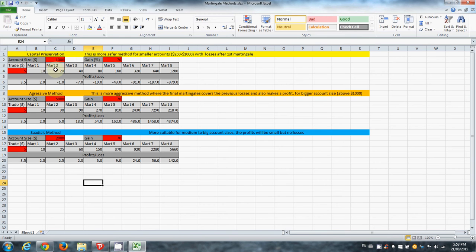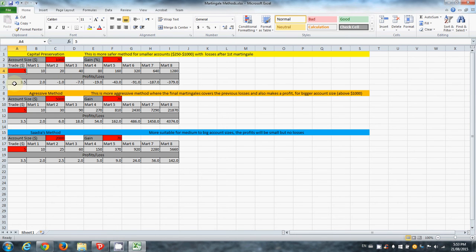Basically, I have highlighted three red boxes in each method, and the first one is the account size. The second one is the gain. This is the percentage return you get from your broker. Usually we have a return of 70% from G options, Cherry Trade, and all those brokers. You can change this number, but for example's sake I've kept it at 70% because this is the norm. The trade size is the first trade that you're taking.